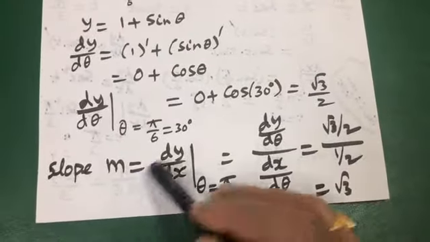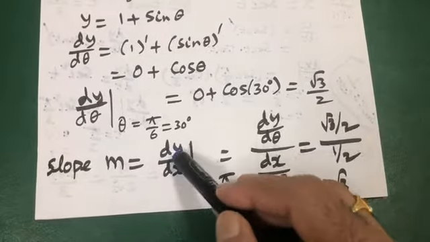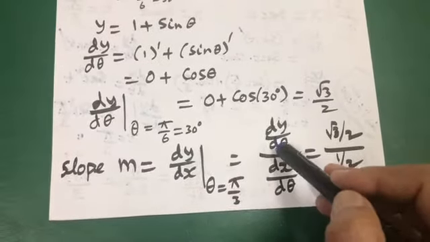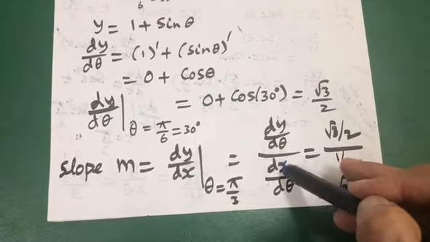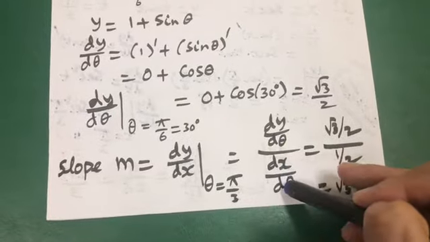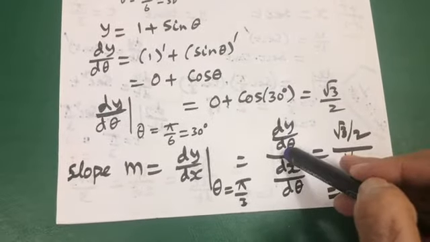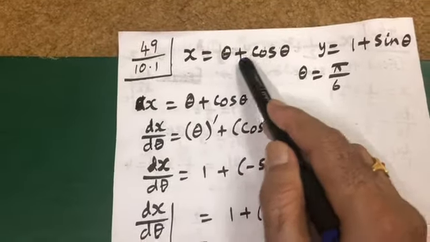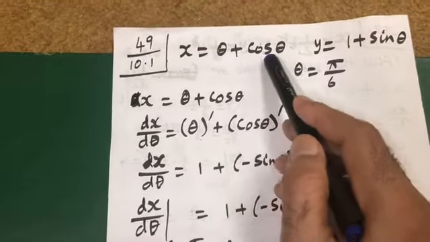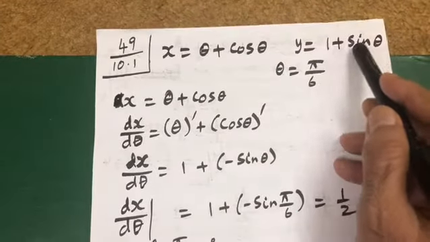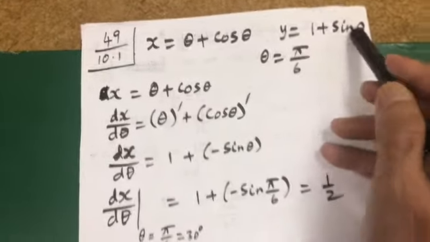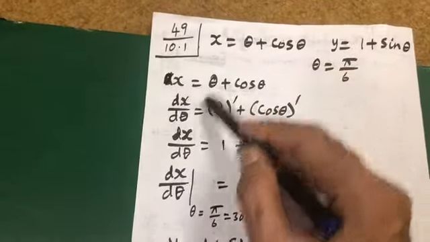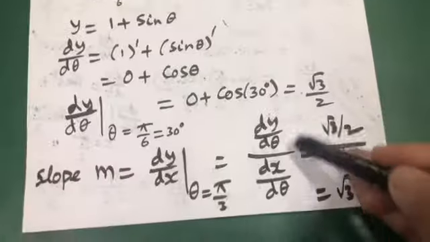Slope means what? Dy over dx. What is the formula for dy over dx? dy over d theta divided by dx over d theta. Earlier it is dy over dt, dx over dt. What is the difference? Earlier the function x is t plus cos t, now here theta plus cos theta. Earlier the function is 1 plus sine t, here 1 plus sine theta. That is why when it is t you write t, when it is theta you write theta. It is simple common sense.